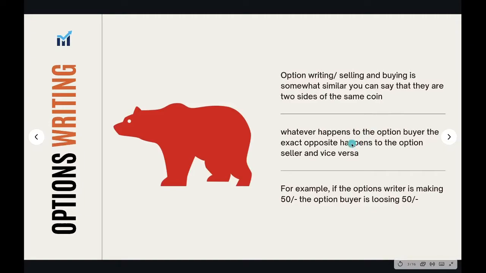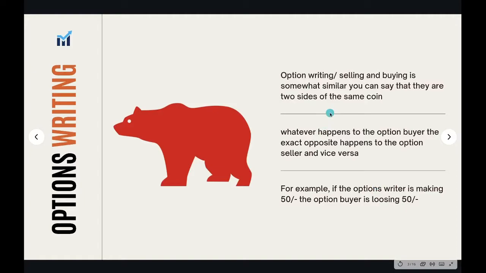Now, the second most important point: whatever happens to the option buyer, the exact opposite happens to the option seller and vice versa. Now, this is a very interesting topic, guys. An option buyer is bullish, so whenever the stock goes up, the seller is definitely losing some money, correct? And vice versa. Whenever the stock is going down, it is a loss for the option buyer. For example, if an option writer is making 50 rupees, the option buyer is losing 50 rupees. It is as straightforward as that, right?